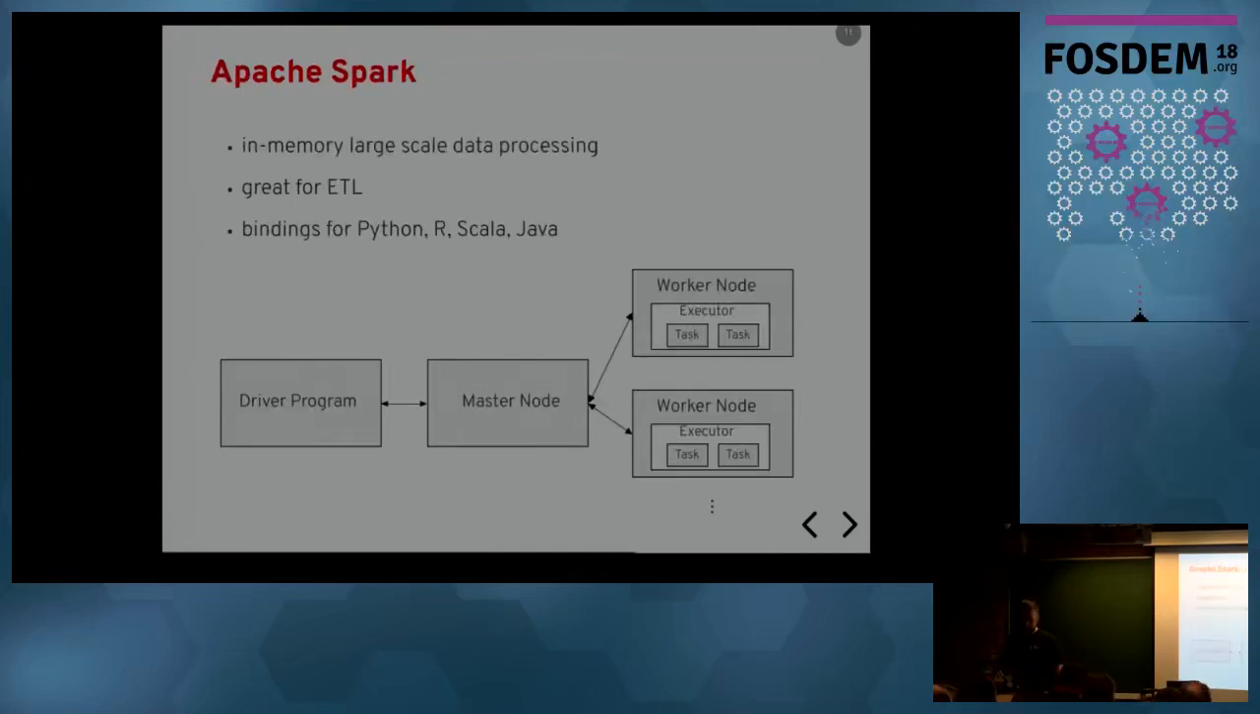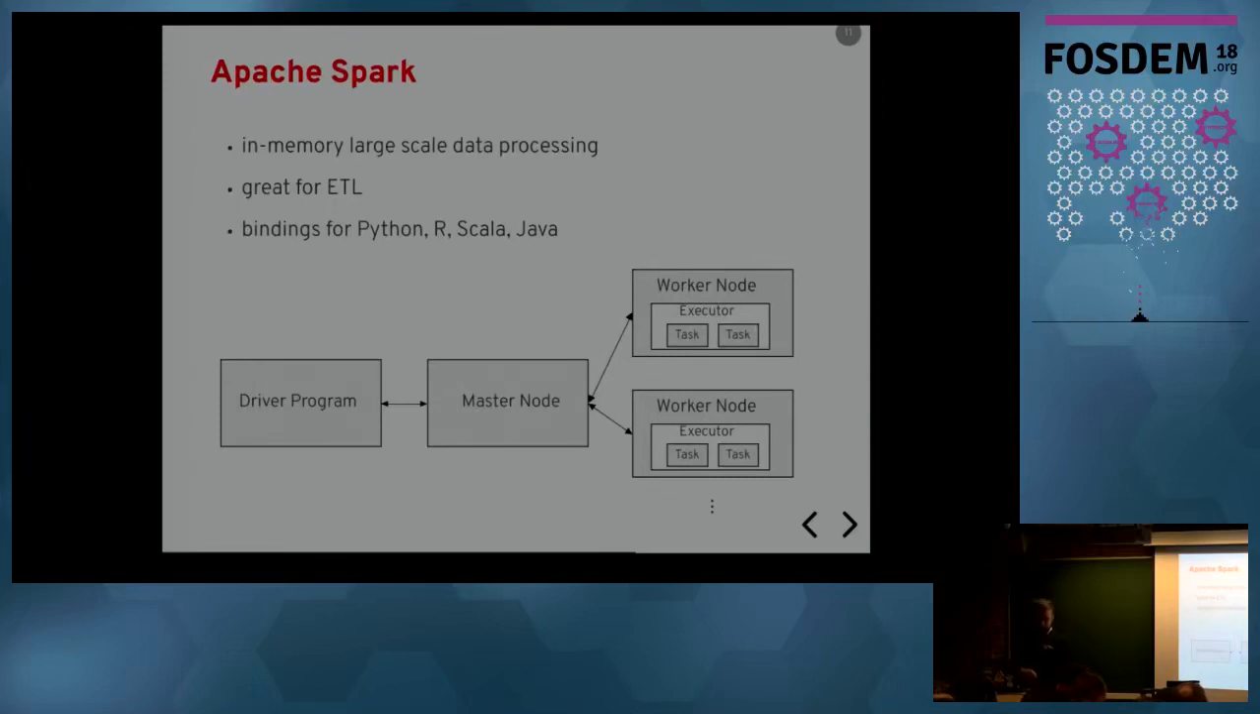So this is the basic architecture of Spark. For those who are not familiar, it's an ETL toolkit or framework. It stores everything in memory, if not said otherwise. It also supports off-heap memory. And it has a lot of bindings to other languages like Python or R, so it's suitable for data scientists. It's written in Scala, so there is native support for Scala and Java.